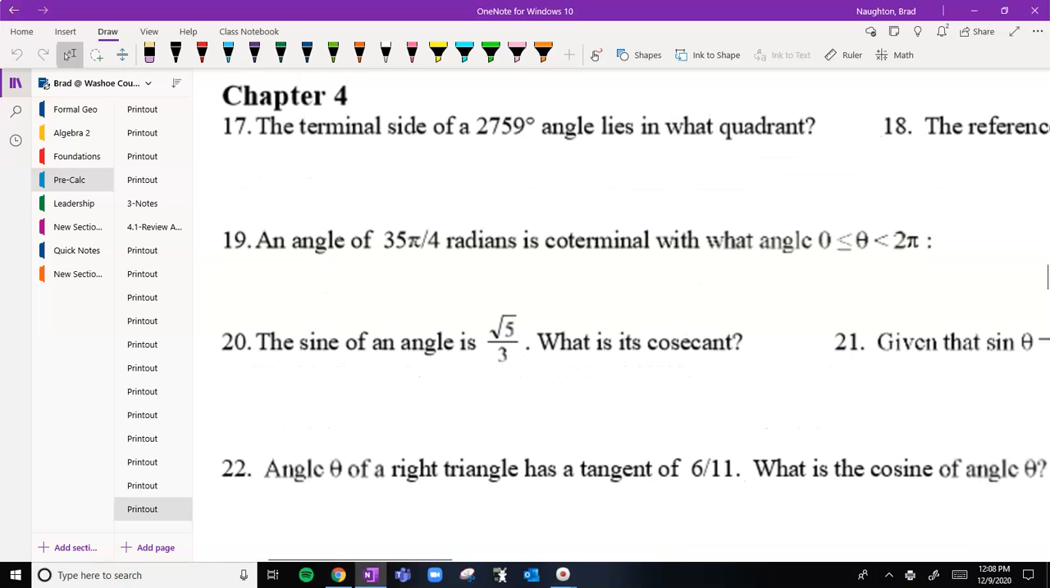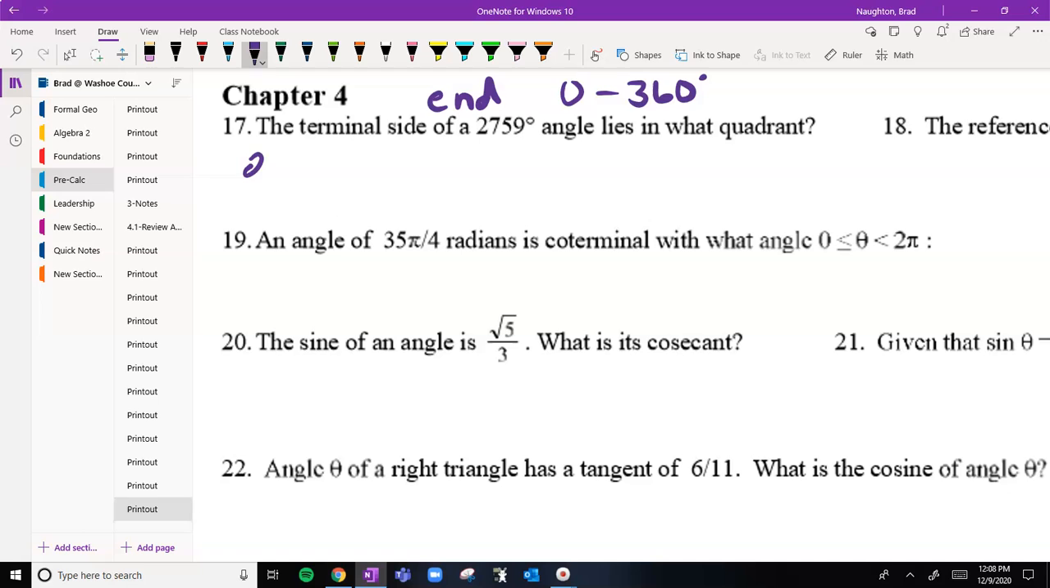So we're going to start here with what is the terminal side. The terminal side is going to be where it ends. So basically when it has the same ending, you want to be between 0 and 360 degrees when we talk about a terminal side. So 2,759 is a little bit outside of our purview.